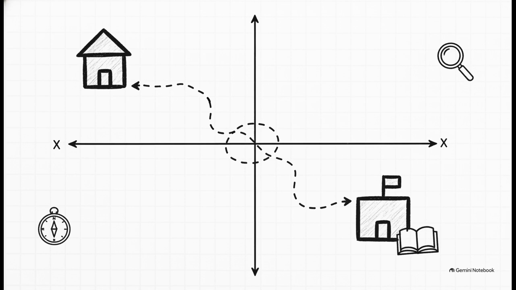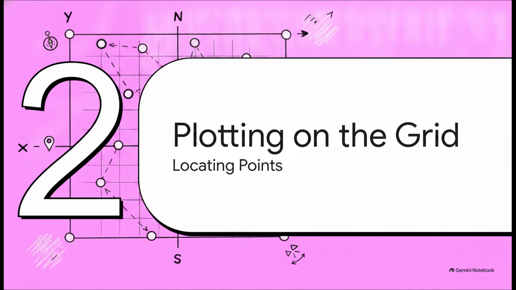Throughout the rest of this explainer, we're going to figure out exactly how to map this specific route, measure exactly how far you have to travel, and eventually figure out where you can meet a friend halfway. Let's keep moving. Section 2, Plotting on the Grid.